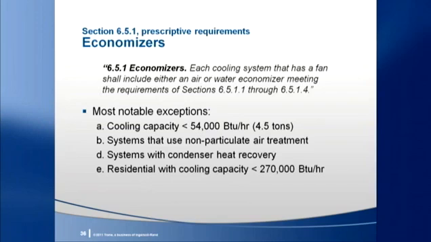Most notable is exception A, which limits the requirement to fan cooling units 4.5 tons or greater, and only in some climate zones. Even after apportioning the dedicated outdoor air capacity to the capacity of the local HVAC units, many cooling systems will be smaller than this threshold, making them exempt from this requirement.